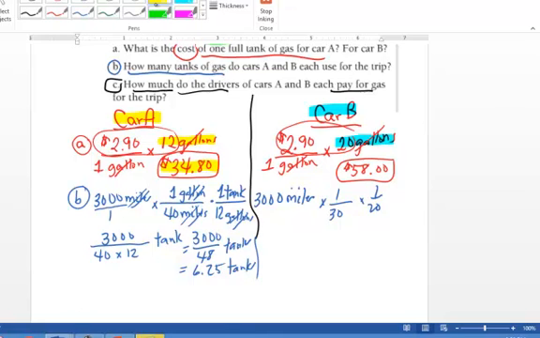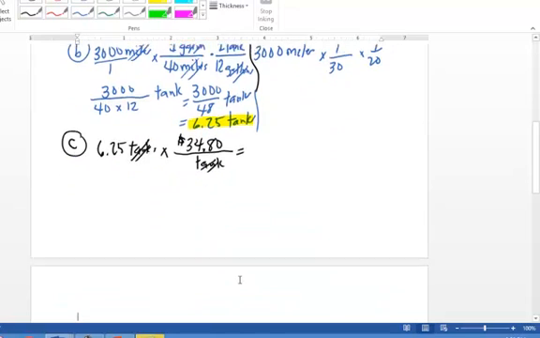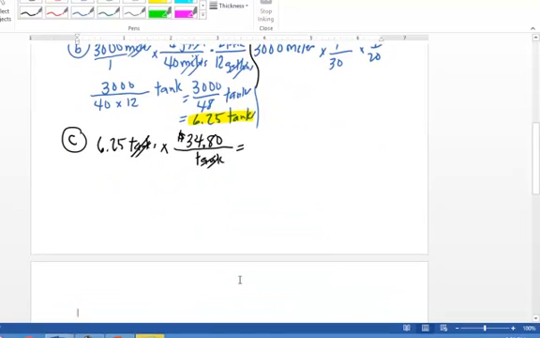How many tanks does car A need? Car A needs 6.25 tanks. So if I want to know the cost of the gas, part C of this exercise, I would multiply 6.25 tanks times, and if you're wondering about this multiply-divide deal, remember that it costs $34.80 per tank of gas. So the word tanks will go out, and I'd simply multiply 6.25 times 34.80, and that would give me the cost for car driver A's vehicle.